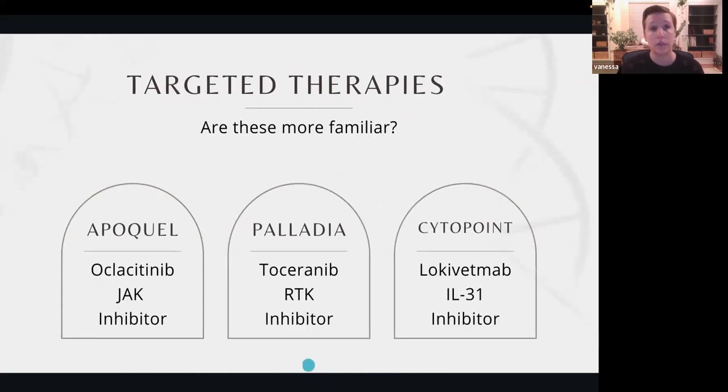But like every aspect of my professional training, and I'm sure yours, the more I read and the more I looked at things, the more comfortable I became. I mean, you are all already probably using some of these drugs, right? Apoquel is a targeted therapy. It targets JAK. Palladia, or toceranib, is a receptor tyrosine kinase inhibitor. And Cytopoint is an IL-31 inhibitor. So I bet most of you are using at least two of these drugs right now. These are targeted therapies.